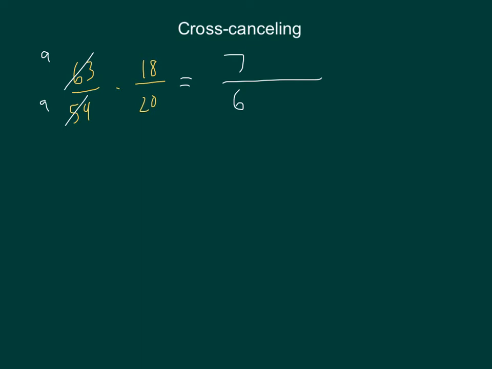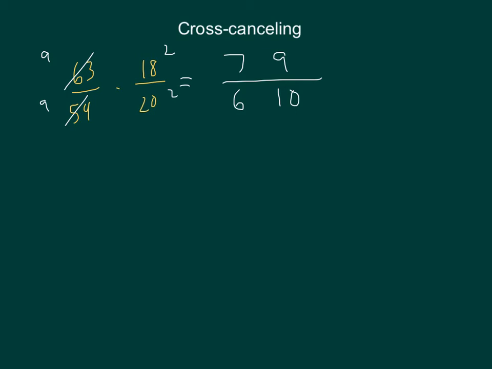But the 18/20, I could divide them both by 2. Okay, so when I divide 18 by 2, I get 9. And when I divide 20 by 2, I get 10. Now, when I look independently at 7/6, that's reduced best I can. When I look at 9 over 10, that's reduced best I can.